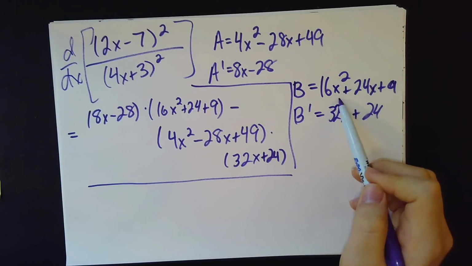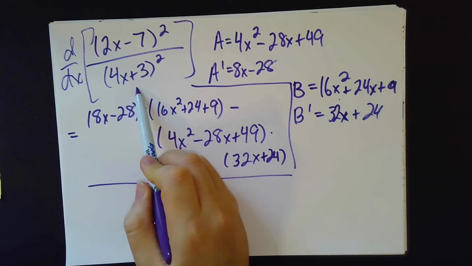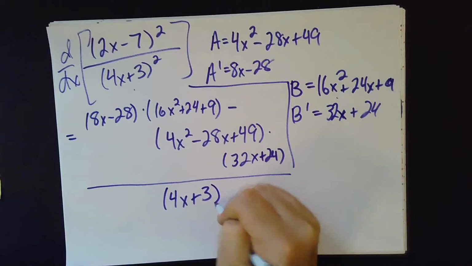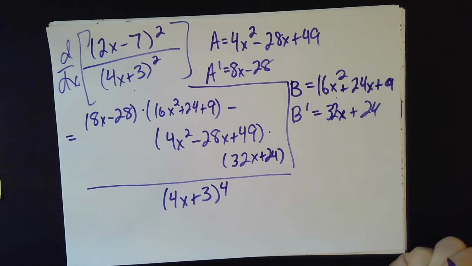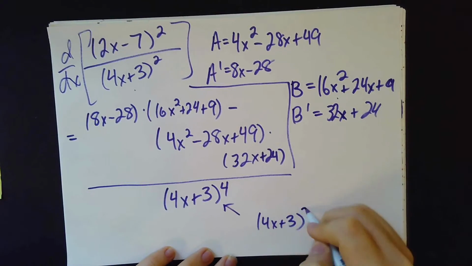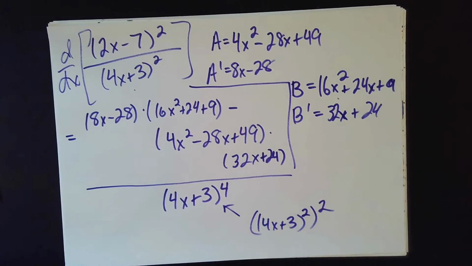But then you're right, I know b can also be written this way, and I prefer denominators factored, so I would write this as 4x plus 3 to the fourth, because that's 4x plus 3 squared squared. Now, you don't have to do that. If you wanted to write this as this squared, that's fine. It's not going to do anything wrong. But knowing that this is factored lets me keep the denominator clean.